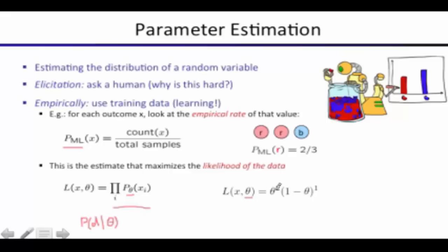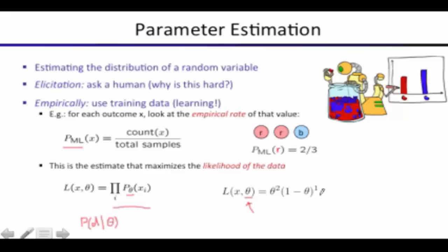Well, red occurs with probability theta, by definition. Red occurs twice, so that's theta squared, and then blue occurs once, and that's got probability 1 minus theta. So that's the likelihood function. And then maximum likelihood just picks the value of theta which maximizes this expression.